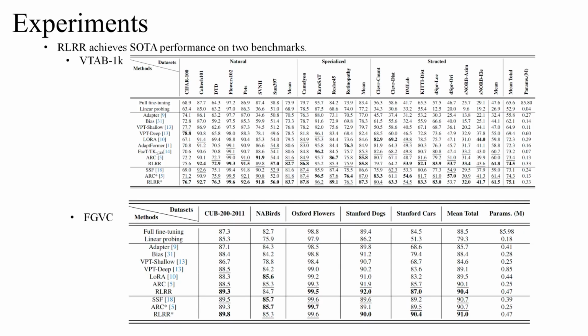RLRR achieves state-of-the-art performance on two benchmarks, VTAB-1K and FGVC. All methods leverage ViT-B/16 pre-trained on ImageNet-21K as the backbone. This underscores the superior design of RLRR, which uses the pre-trained parameter matrix as the foundation for the residual term, thus preventing the potential pitfalls of over-adaptation or under-adaptation in downstream tasks.